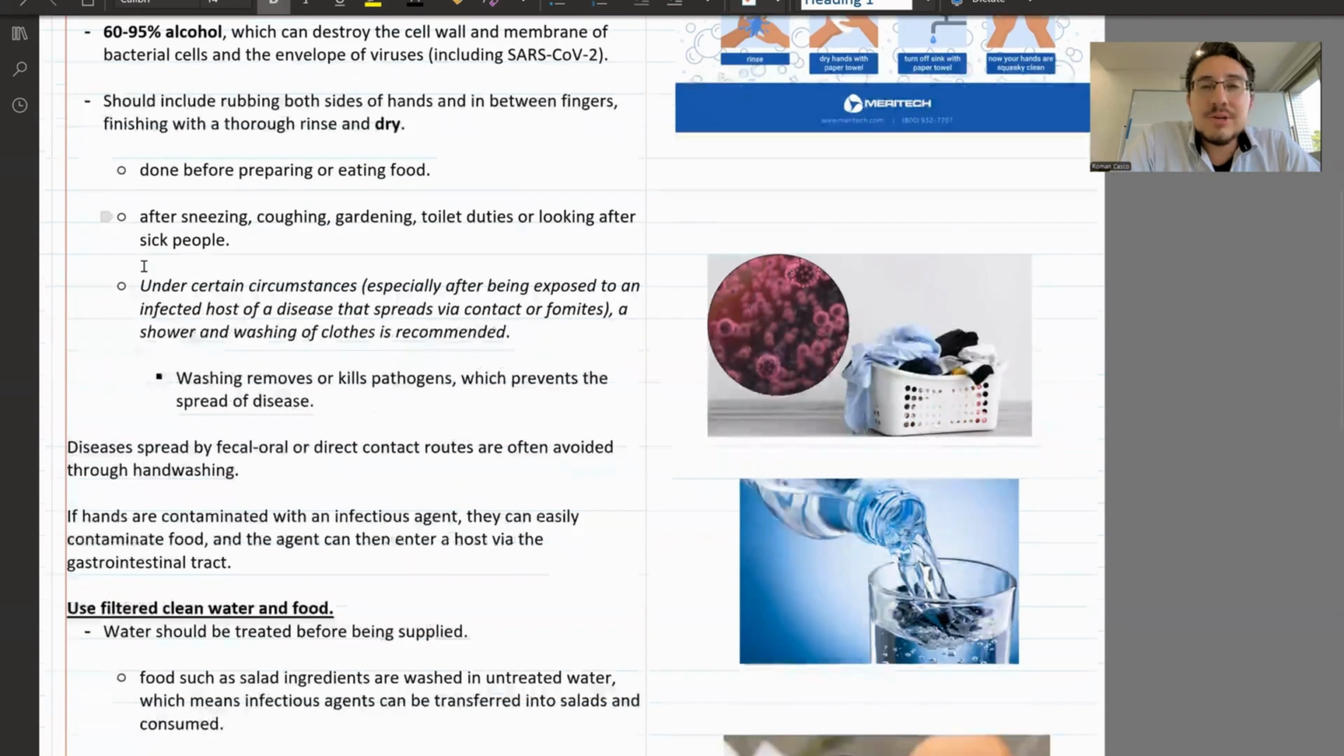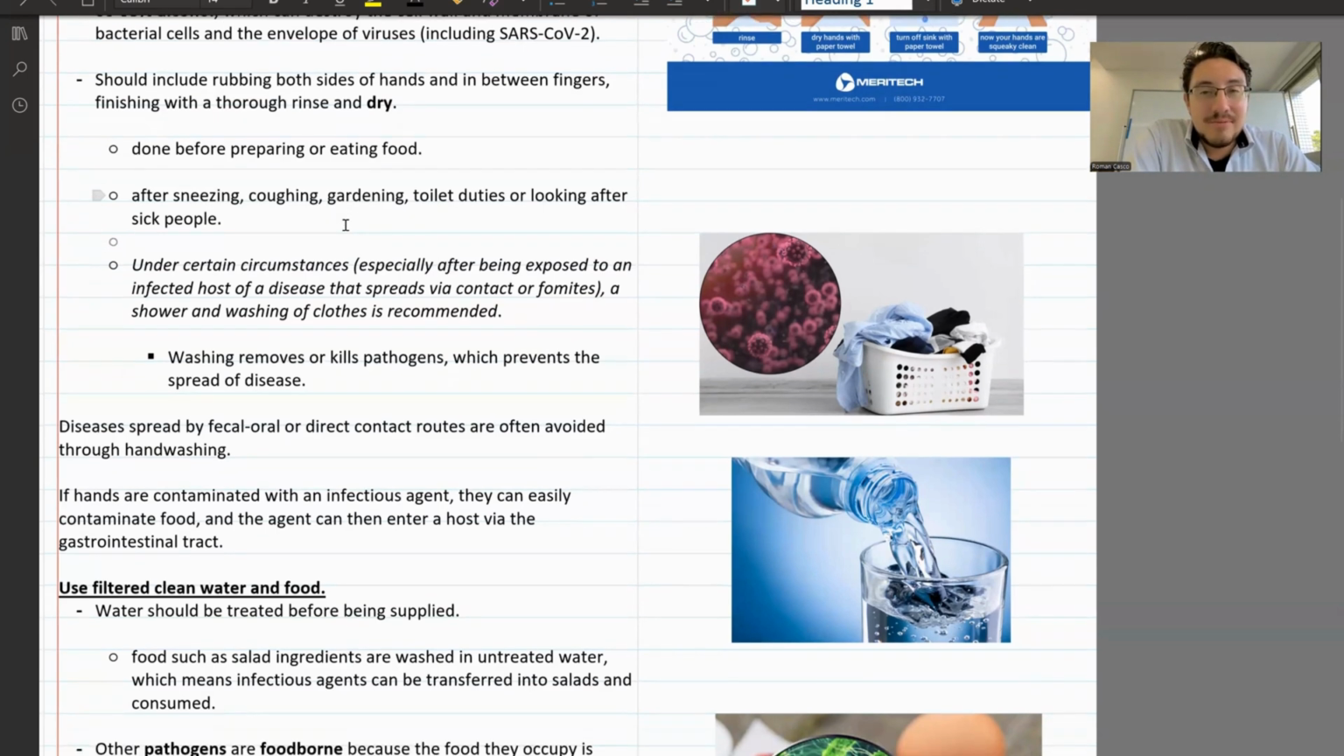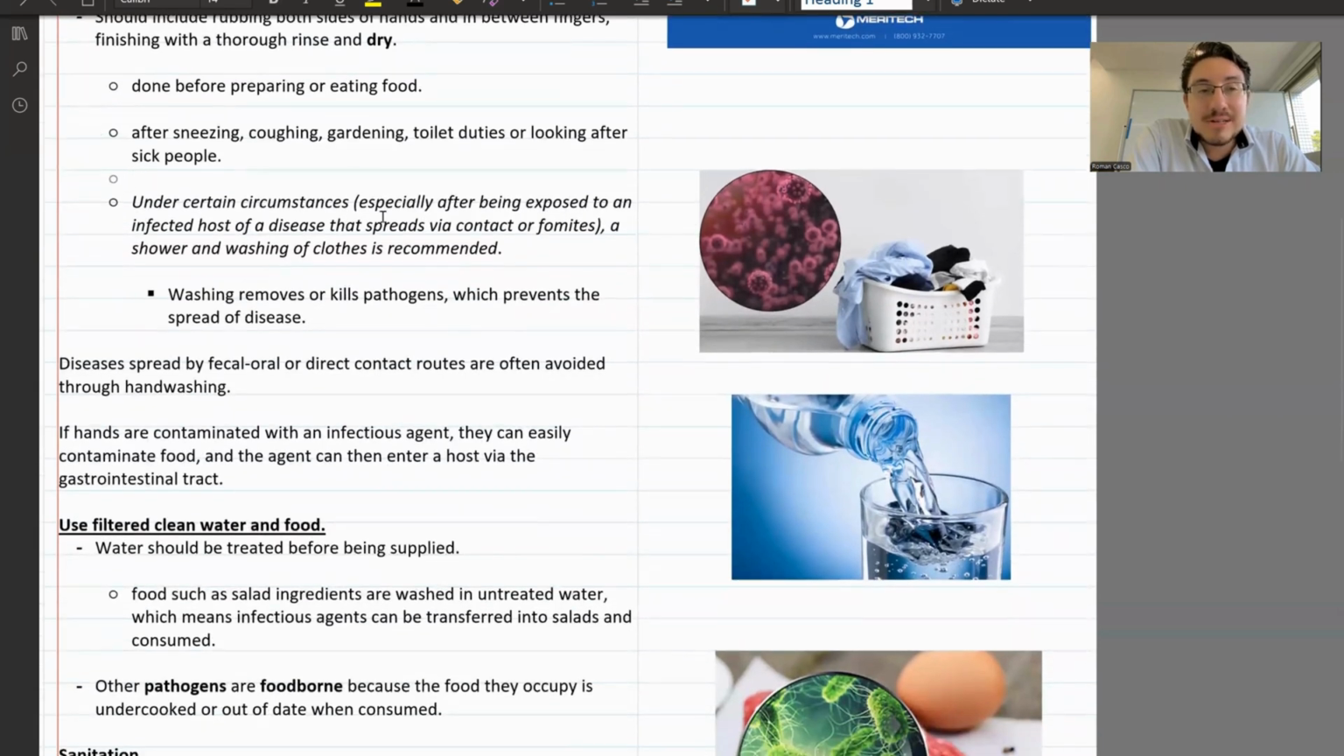When should you do this? Of course, you don't need to do it every 5 minutes. But there are times that you're more susceptible: before preparing food or eating food, after sneezing, coughing, gardening, remember the soil-borne bacteria, toilet duties, looking after sick people. All these are scenarios where you should definitely, if you can, wear gloves. And even after wearing gloves, throw away the gloves and then wash your hands. Very, very important.